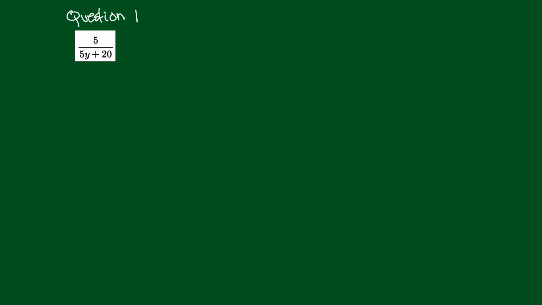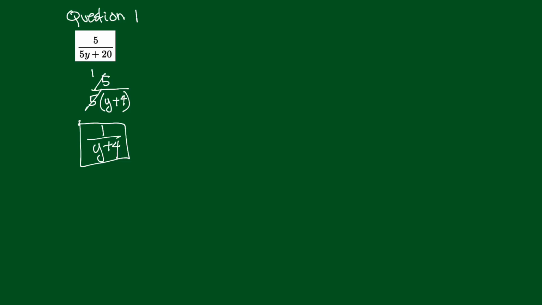Can't do much with the top, that's a 5. But with that denominator, notice the 5 is common, so I'm going to factor out a 5, and then what are we left with? Y plus 20 divided by 5 is 4. And now 5 into 5 will go once, so I'll write the 1. So I end up with 1 over y plus 4. Now typically what we will say here is that the 5's cancel.